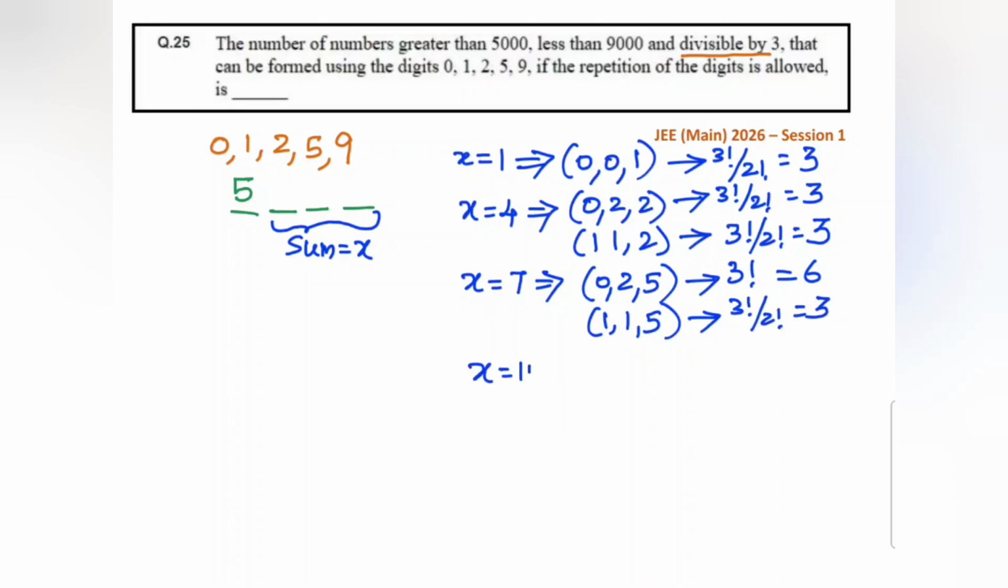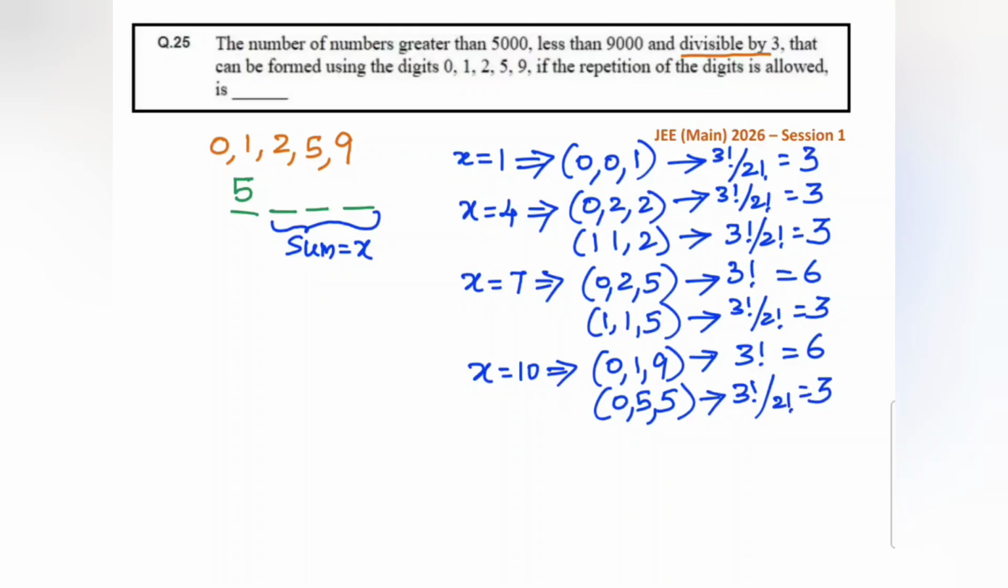Now comes the next, x is equal to 10. X is equal to 10 means 0 1 9, this is one possibility. Similarly 0 5 5 is another possibility. So here in the first case all digits are different, so 3 factorial is equal to 6, and here 3 factorial by 2 factorial, since 5 comes twice, which is equal to 3.